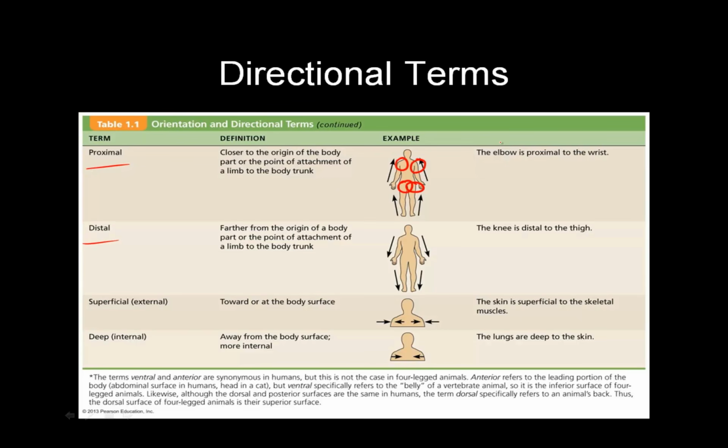So it's proximal. The other flip side of that would be that your wrist is distal to your elbow, right? It's distal. It's further away from that joint. Okay, same thing applies to the hips. There's also superficial and deep, sometimes called external and internal. This refers to going deep into the tissue.